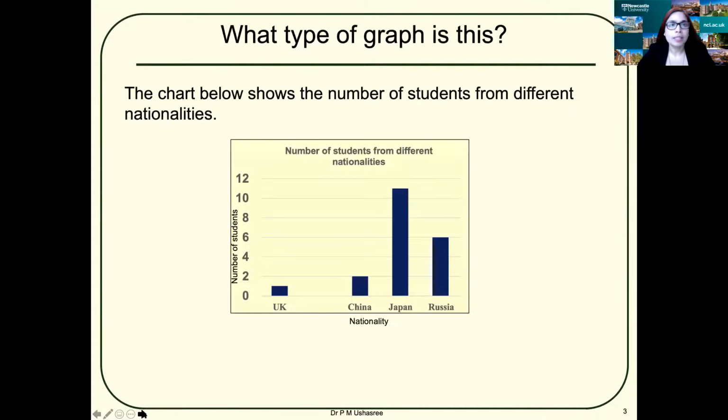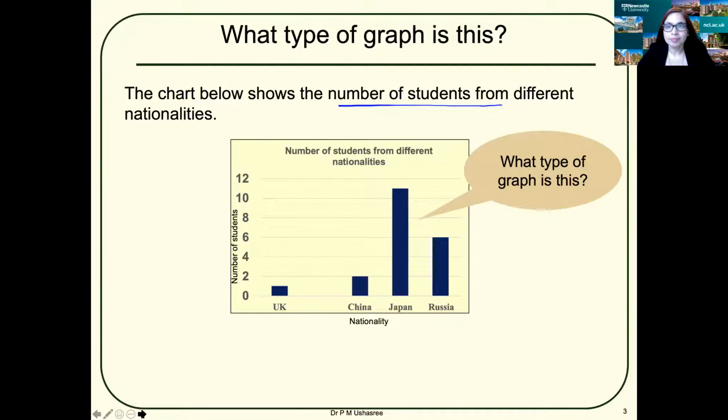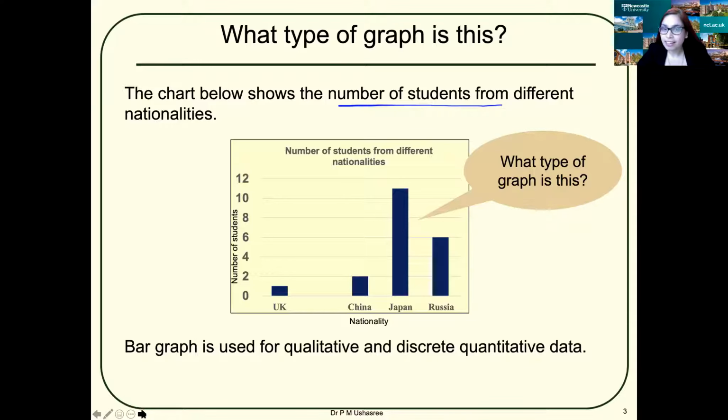Now you can see a chart here. The chart below shows the number of students from different nationalities. What I want you to do is type down what type of graph this is. Yes, it's a bar graph.